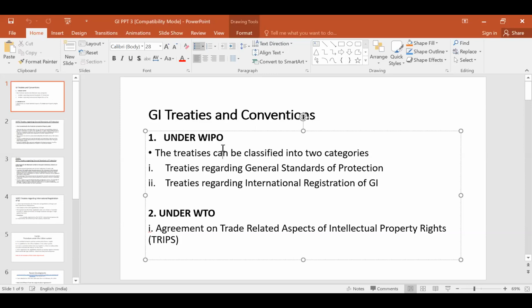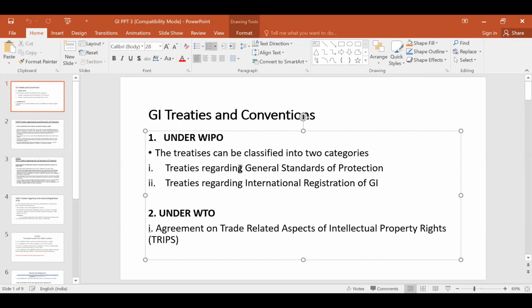rights, not just pertaining to GIs, but pertaining to patent, copyright, trademark, etc. So the main body which looks into the IPR worldwide is WIPO, not WTO. WTO just has one international agreement which they brought in to bring in uniformity of IPR, that is the TRIPS agreement.